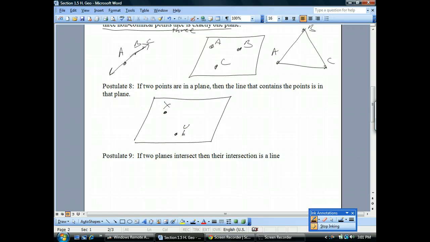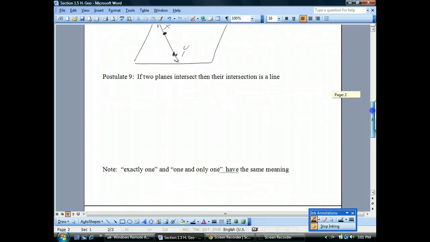And a previous postulate said that if you have 2 points, there's a unique line that goes through those 2 points. Well, what this postulate is saying is that every point that belongs to that line also belongs in the plane. So it's a key idea. If 2 points are in a plane, then the line that contains the points is in the plane. So not only are these 2 points in the plane, all the points on the line are in the plane.